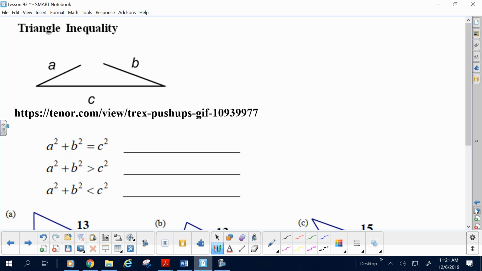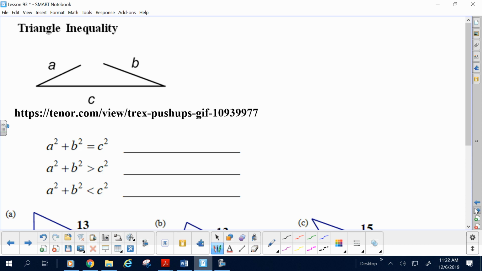Alrighty, let's switch gears and talk triangle inequalities. Now, did you say oh? No. All right. First of all, a basic idea of triangles is kind of the T-Rex idea. If A and B are too small, like little smart arms, then what happens?